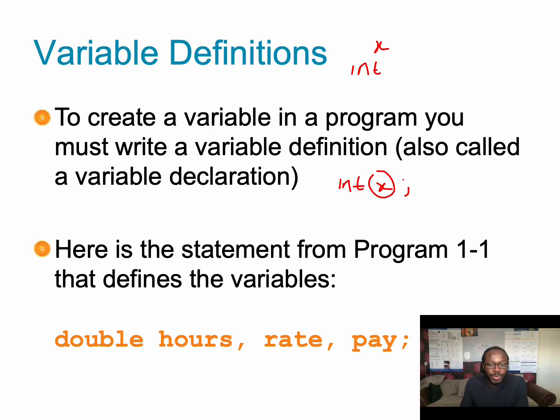We have an example here as well. With double, you can have several variables: hour, rate, and pay all being the double type, separated by commas.